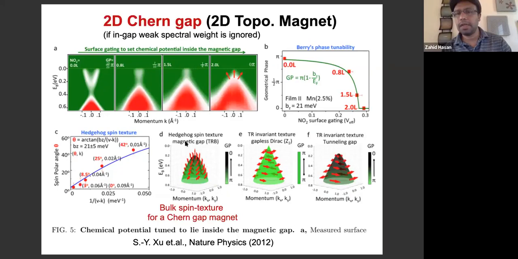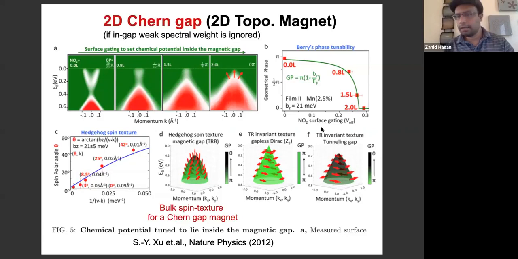Now if I surface gate this sample, for example, we did that with NO2 doping on the surface, then we place the Fermi level in the gap. Now if we do a spin texture measurement, the spin polarization is up here. So that means now the Berry phase is zero. In other words, by NO2 surface gating, we can tune the Berry phase. So this was an even further check that indeed this magnet is a Chern magnet.